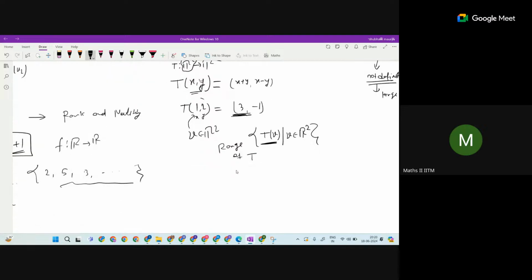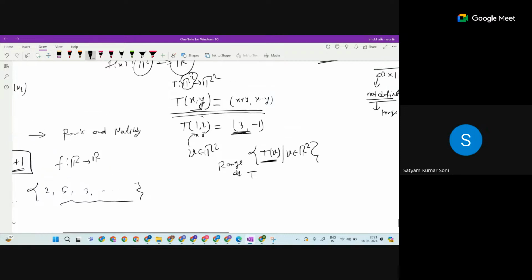For example, let's collect what is going to be the range of this one. What is going to be the range here? If I want to put it in set form, can you tell me what is going to be the range? Is it going to be whole R2, or is it going to be a subset of R2? Okay, so it will be the complete R2, correct?